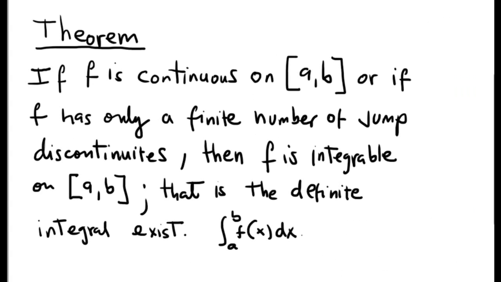Okay, one important theorem is necessary to understand. If f is continuous on the closed interval a comma b, or if f has only a finite number of jump discontinuities on the interval a comma b, then f is integrable on a comma b. That is synonymous with saying that the definite integral exists.